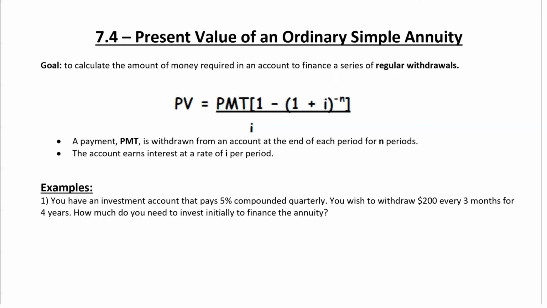We got to talk about 7.4, present value of an ordinary simple annuity. This is going to be our last lesson on annuities and actually our last lesson for the year.